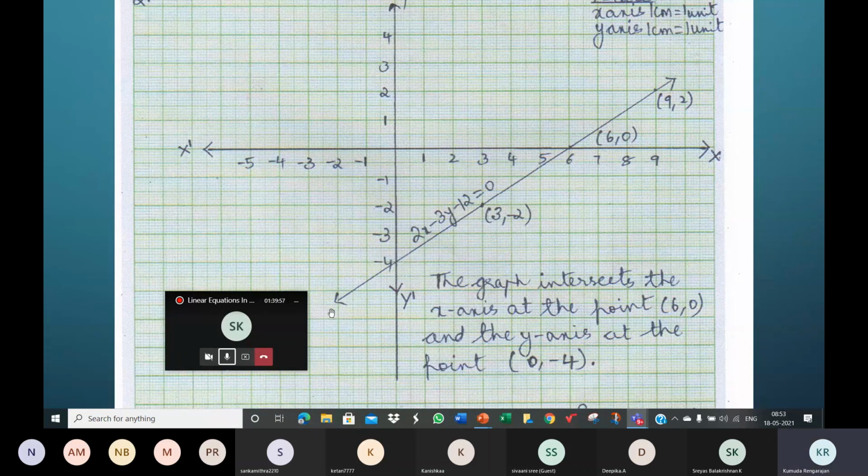But here the instruction was to make the graph and then find. So we had to make the graph. So if you just have to find the points where the graph line cuts the x-axis and y-axis, you don't have to make the graph. Just with this algebraic calculation, putting x as 0 or y as 0, you can find the points.